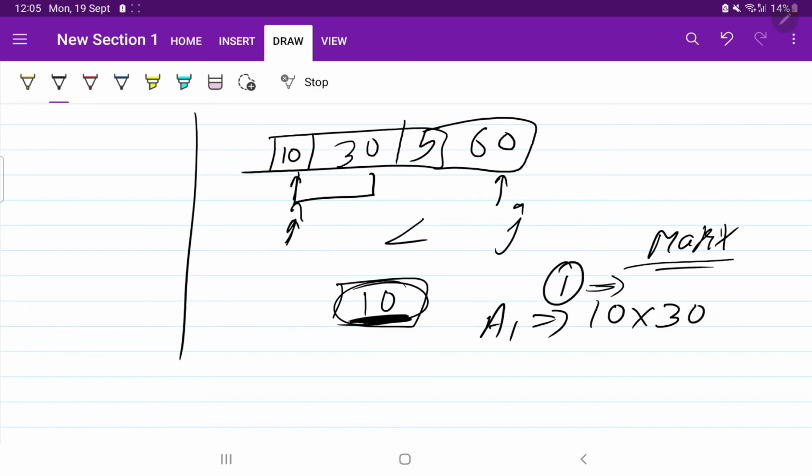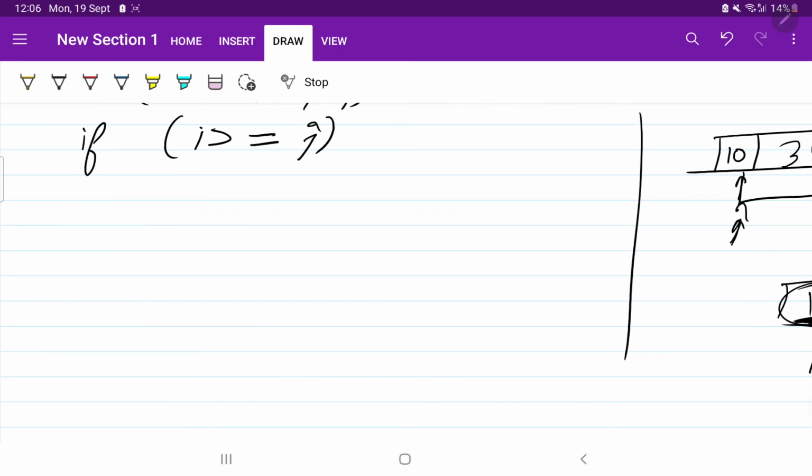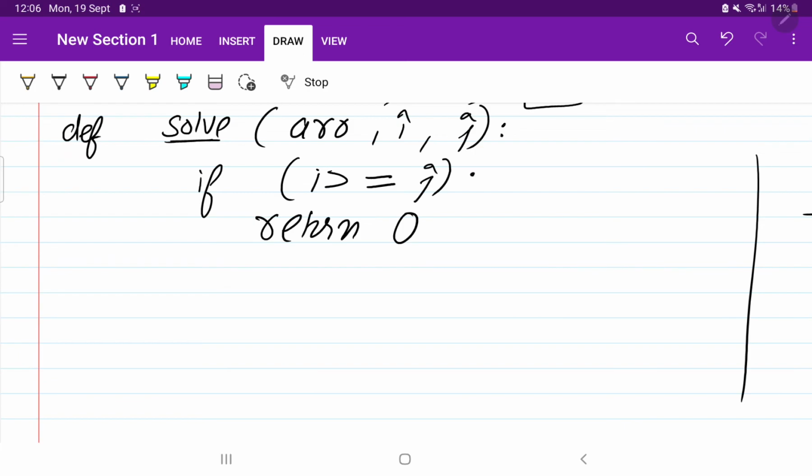It means the starting point and ending point cannot be at the same place either. In this scenario, this is j and this is i, meaning i should be less than j. So what will be the invalid input? If the starting point is greater than or equal to the ending point, then what do we need to do? We need to return 0. This is the base condition that we have got.